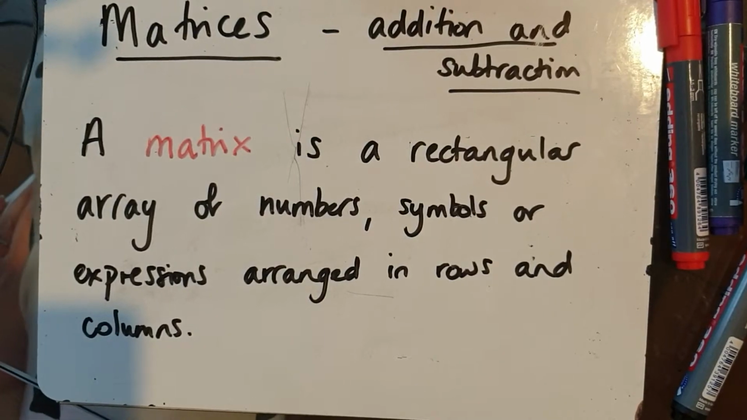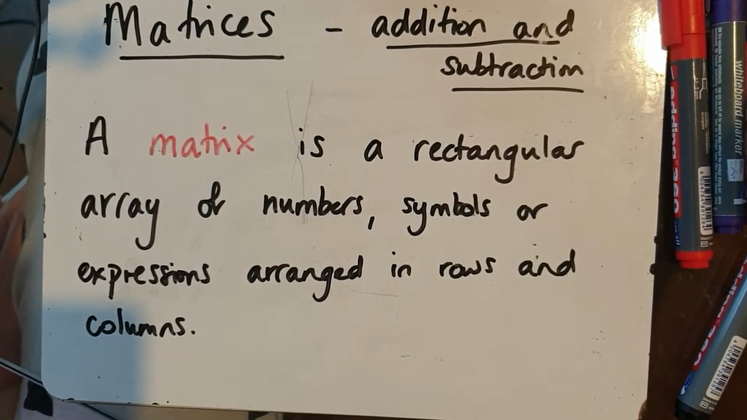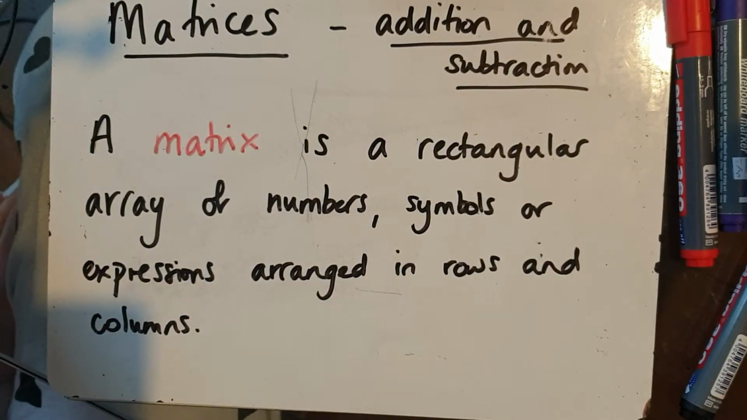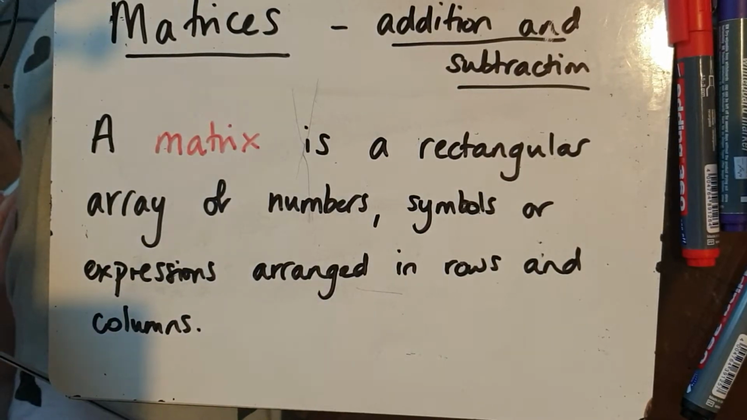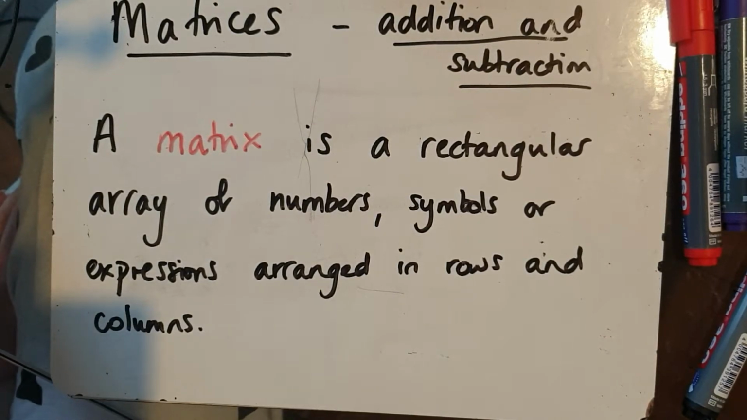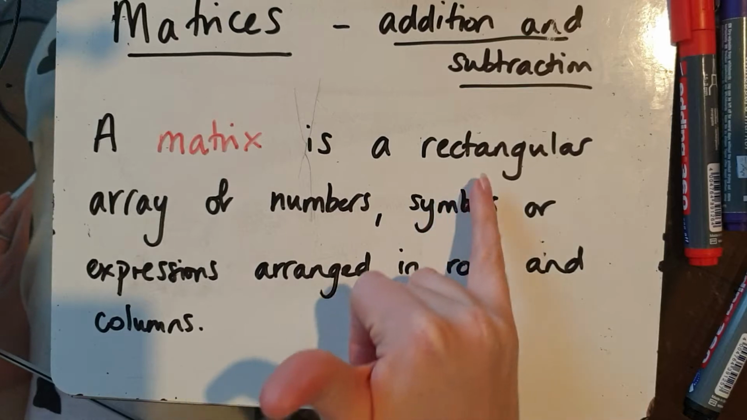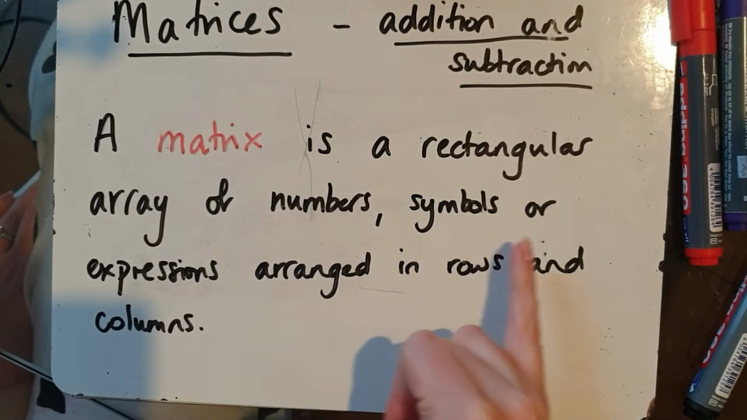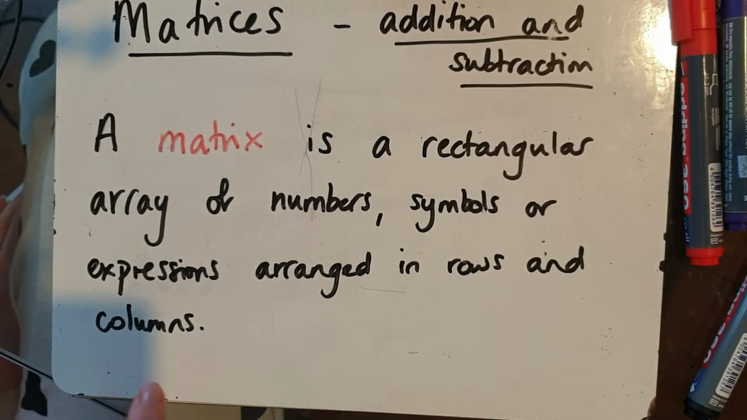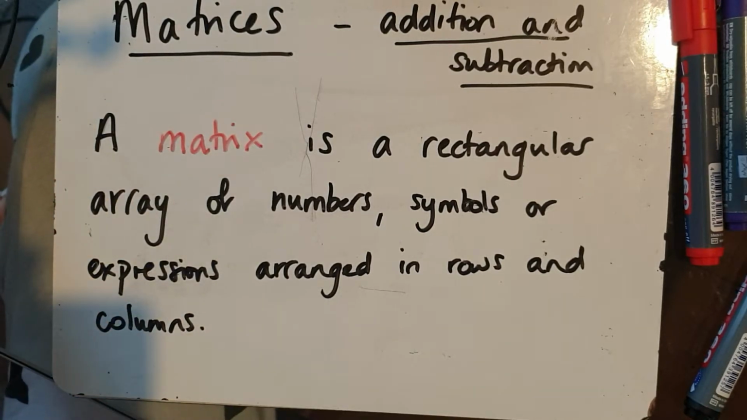Okay, so today's lesson is going to be on matrices, and it's starting from the very beginning of matrices. So what a matrix is and then how to add and subtract them. So in maths, a matrix is a rectangular array of numbers, symbols or expressions, and they're arranged in rows and columns. So that's what the actual object is.